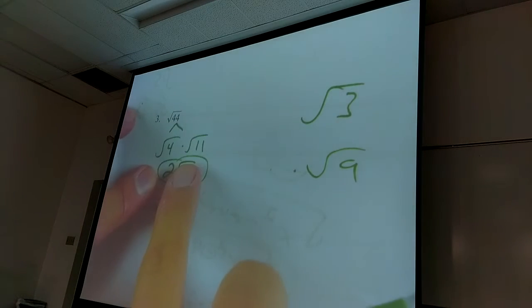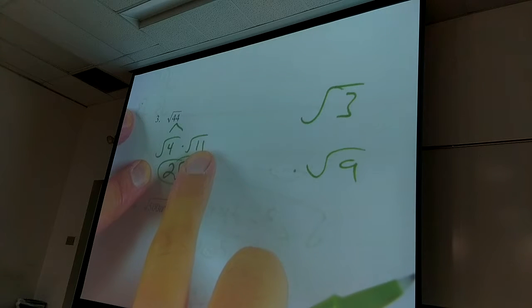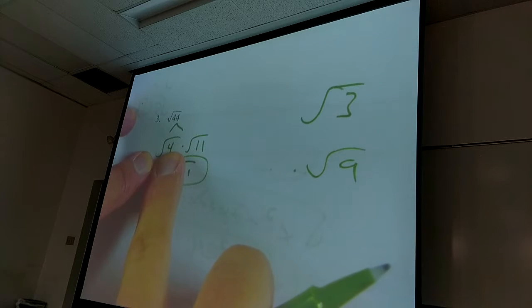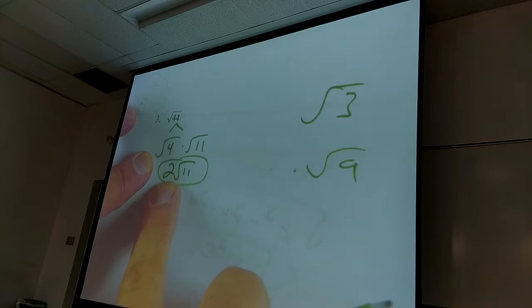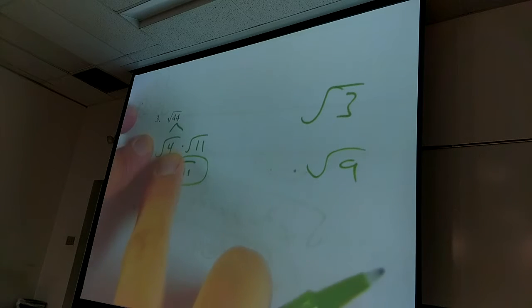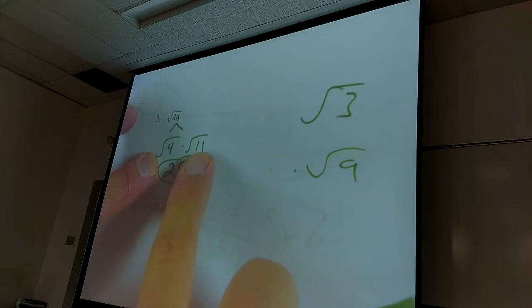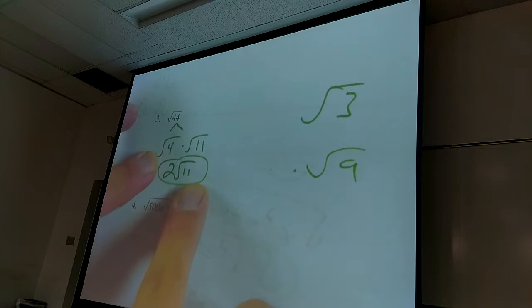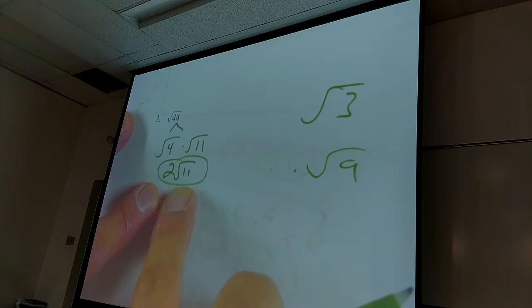Are you cool with the first step? Square root of 4 times square root of 11. The square root of 4 is 2. I don't have to guess. I don't have to wonder. Square root of 4 is 2. And what's the square root of 11? Square root of 11. I don't have a clue what square root of 11 is, right? Do you guys understand? You do the one you can do, and you leave the one you can't.